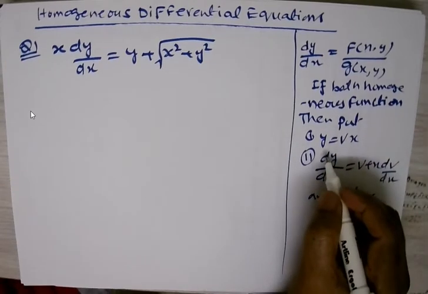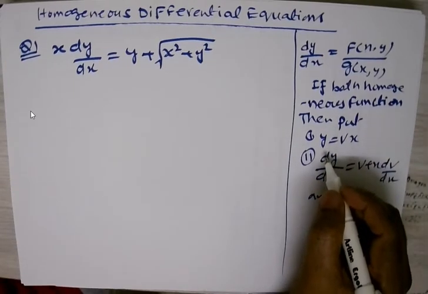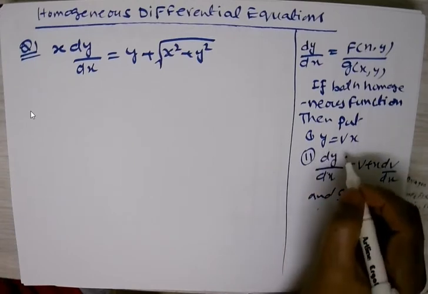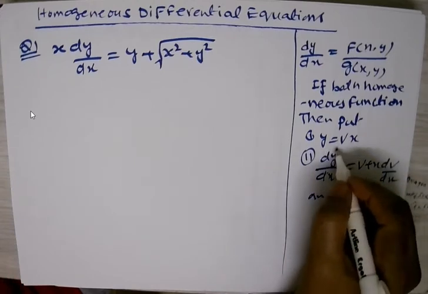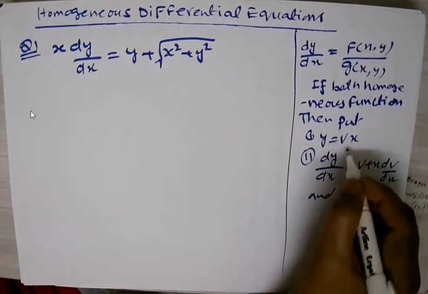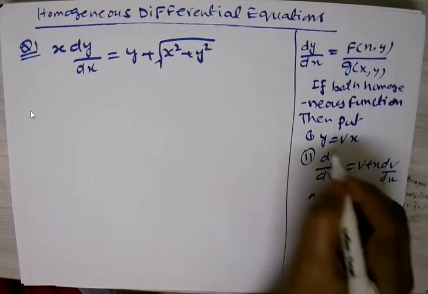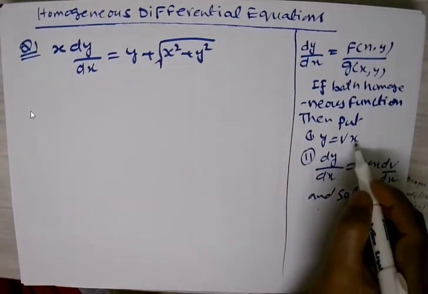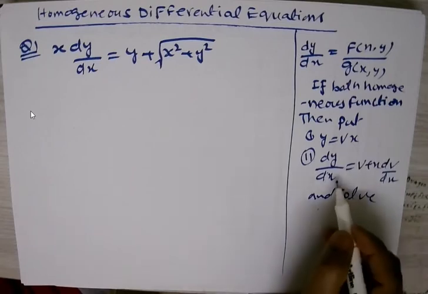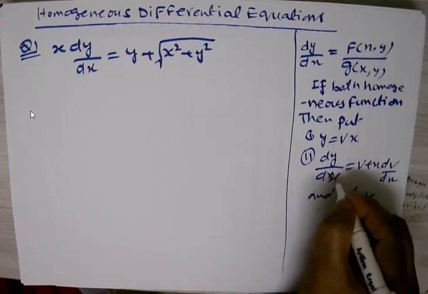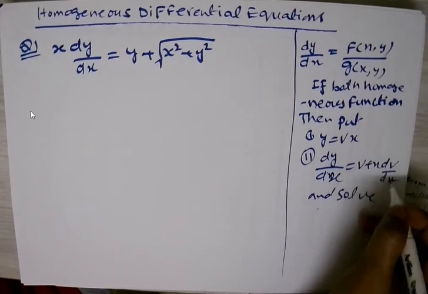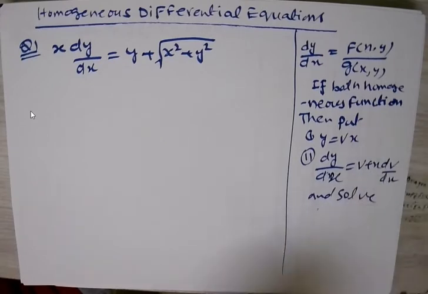If it is a homogeneous differential equation, then the easy way to solve it is to adopt two substitutions. Number one, replace y everywhere it is given with y equal to vx. It means that wherever y is available, you have to replace it with vx. Number two, dy/dx is equal to v plus x dv/dx, and then solve it by using the algebraic way, means variable separable and so on.